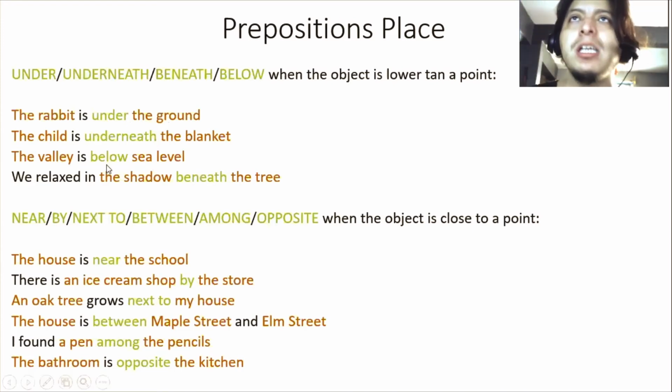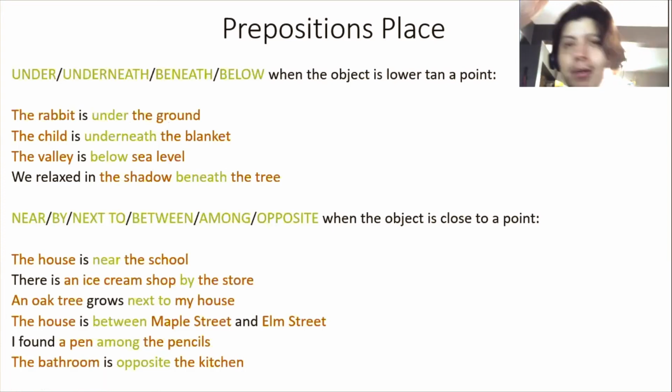The valley is below sea level. The sea level is like 0 meters above sea level. It is the level of the sea, the level of the water. There are some places, for example, in the Netherlands, that are below sea level. When something is below sea level, it means that it's at a lower point than the sea, than the ocean. They are pretty much the same.